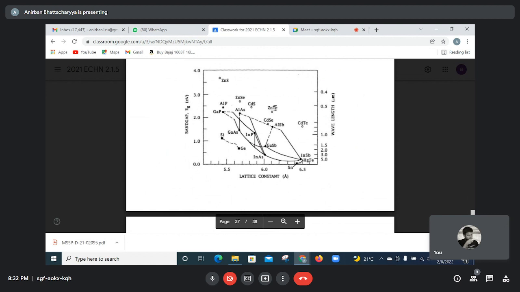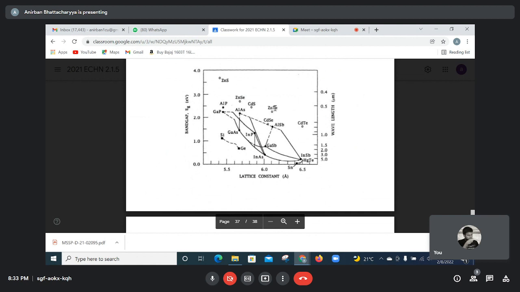So the line joining these two is an alloy of the two. It is called indium gallium arsenide, InGaAs. Okay, that is the line. The line joining gallium arsenide and indium arsenide represents that alloy.